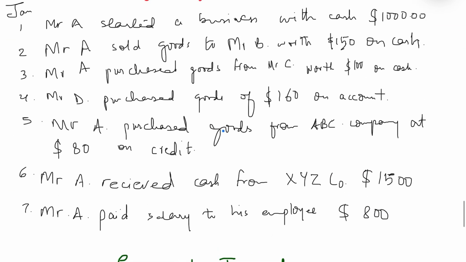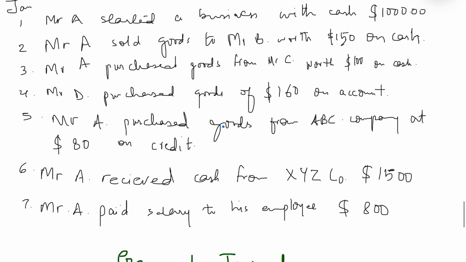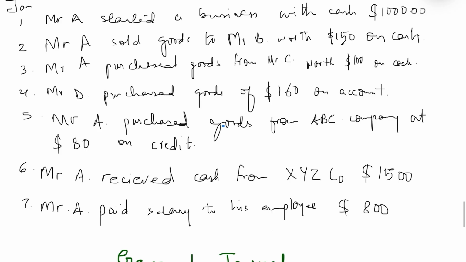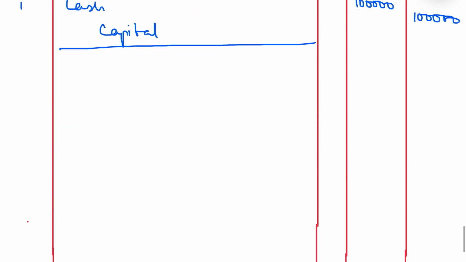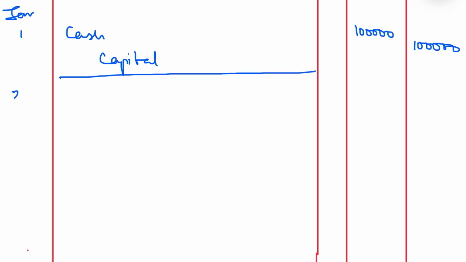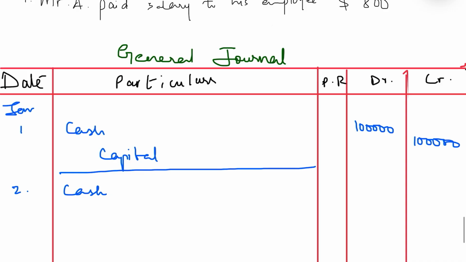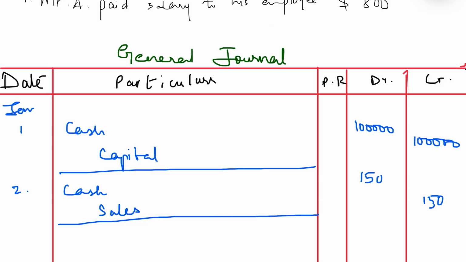Now, in the second part, on 2nd January, Mr. A sold goods to Mr. B worth $150 for cash. Mr. A has sold, and by the sale he is getting cash. Cash is coming in by $150, and sales are also increasing by $150. Sales are our revenue, so whenever revenue increases, it shows on the credit side.